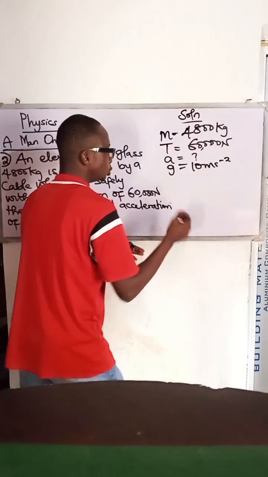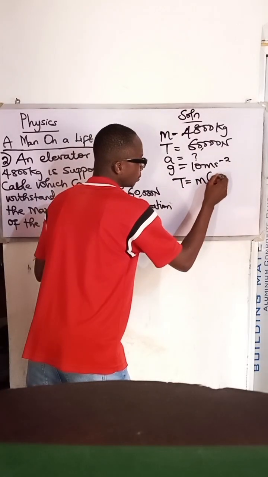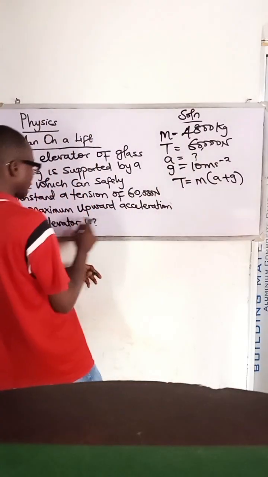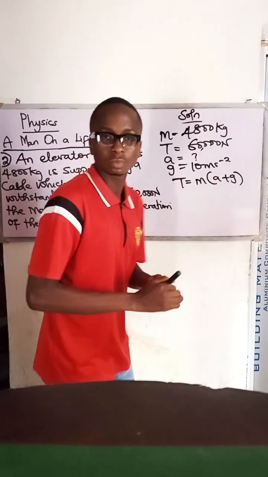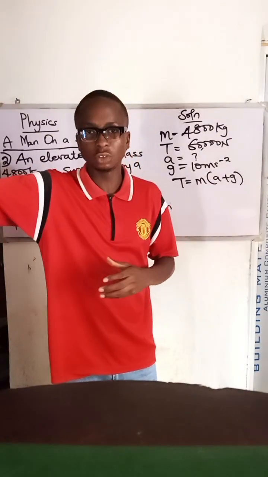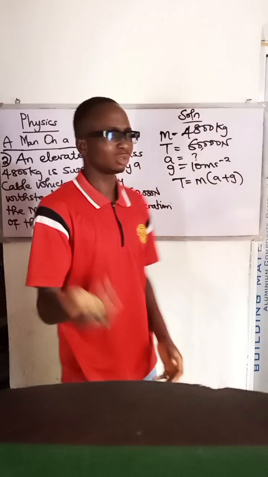Now we simply use the formula: T equals m times a plus g. Why is it a plus g? Because the elevator is moving upward, which is what they ask us to calculate. If you don't know how we got this formula, please go to my previous videos, where I've derived the formulas. It is not hard at all.